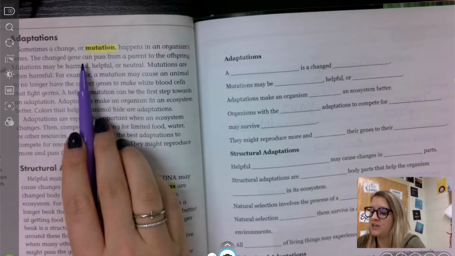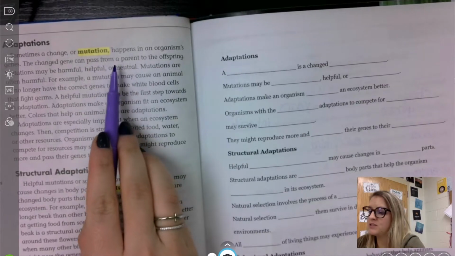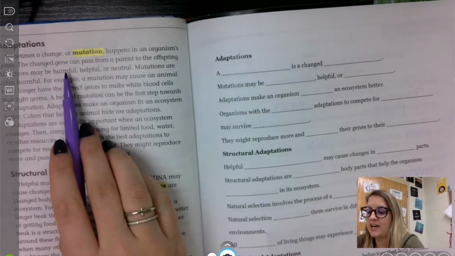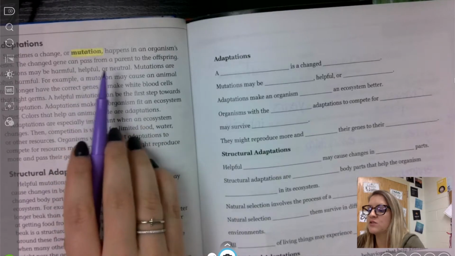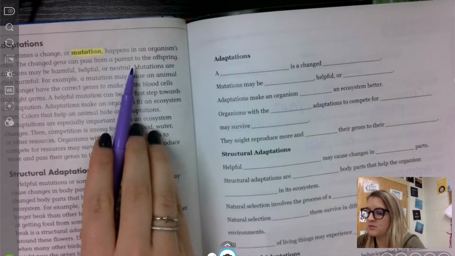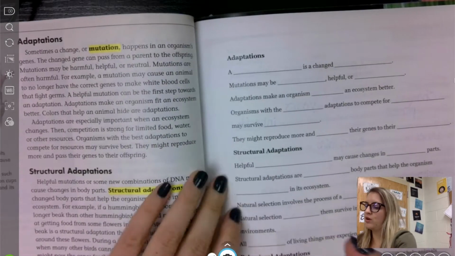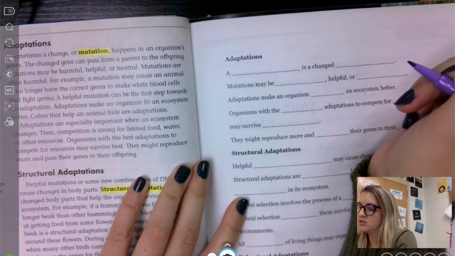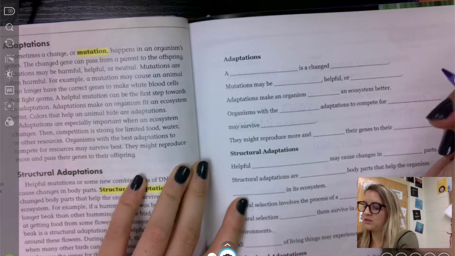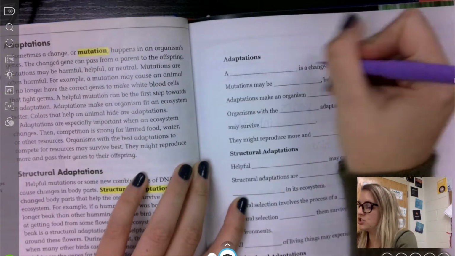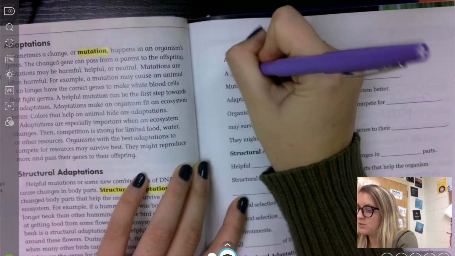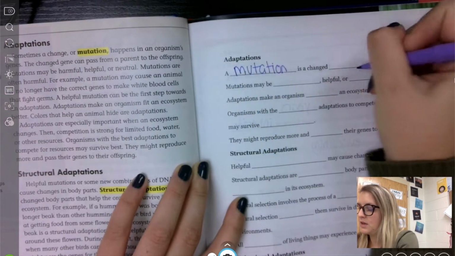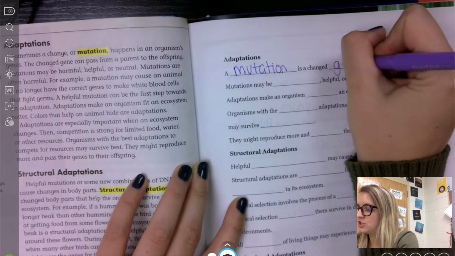Sometimes a change or mutation happens in an organism's genes. This changed gene can pass from a parent to the offspring. So a mutation is a changed gene.